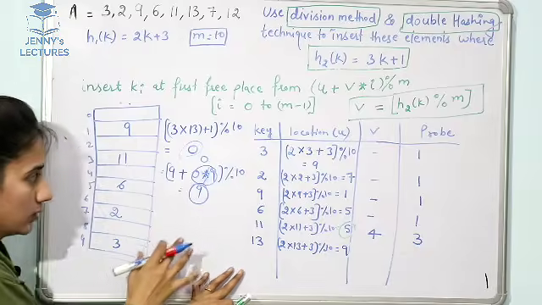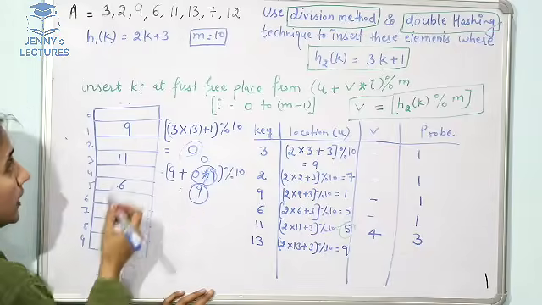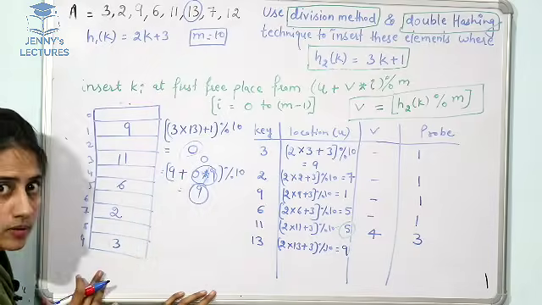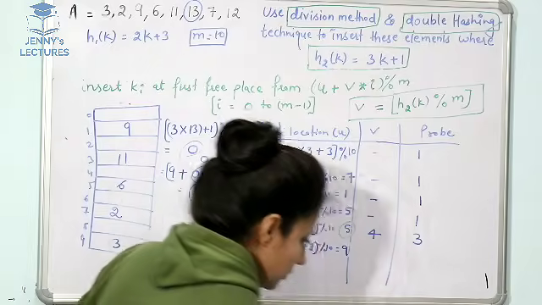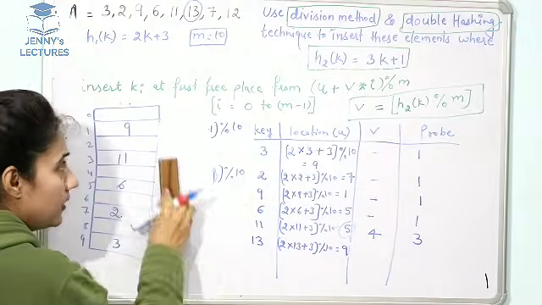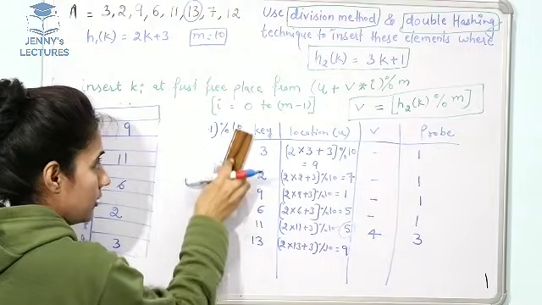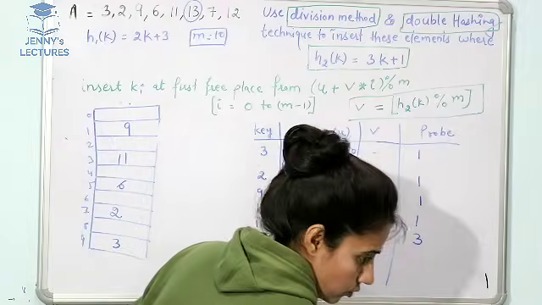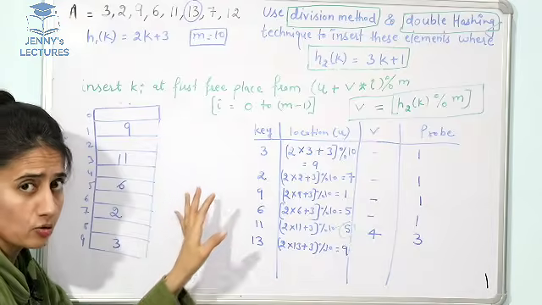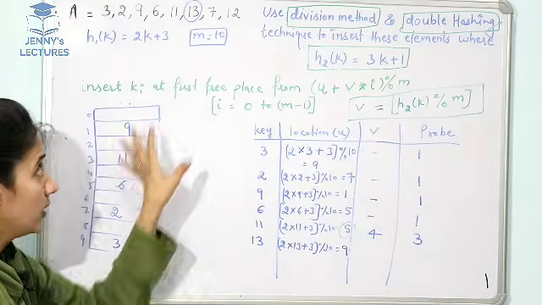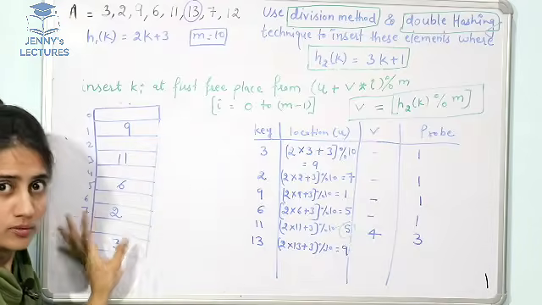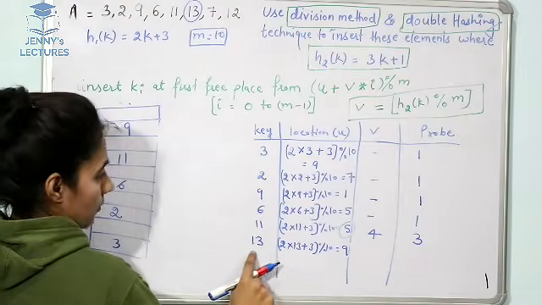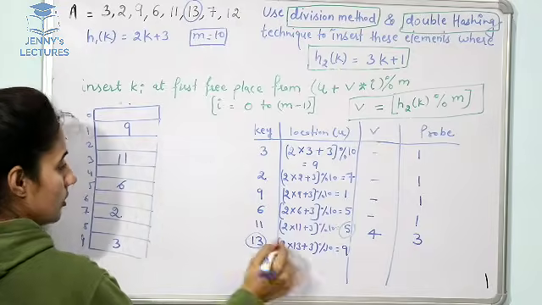So this one is another case. We cannot insert 13 in this hash table. And that is fine. It is not the case that if 13 is not being inserted then it is wrong. It is not necessary that you can insert all the keys in this hash table. Now 13 we cannot insert, so leave it.